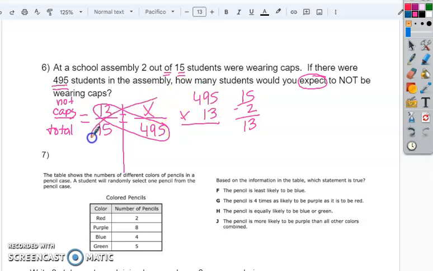Okay? And then you know we divide by 15. I really need to make sure I'm seeing nice, neat work. So multiply, and then you will divide by 15. Okay.